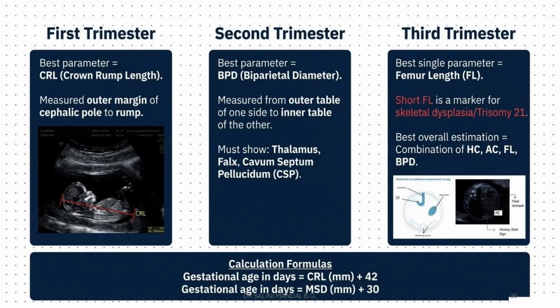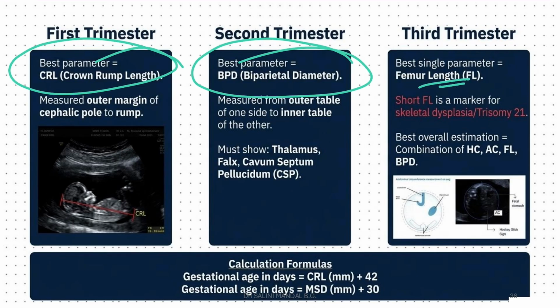So next is about the trimester-wise and age calculation. The best parameter in the first trimester is the crown rump length, which is measured from the outer margin of the cephalic pole to the rump. Coming to the second trimester, the best parameter is the biparietal diameter. The third one, which is most important, the best single parameter is the femur length. If the femur length is short, it is a marker for skeletal dysplasia or trisomy 21.